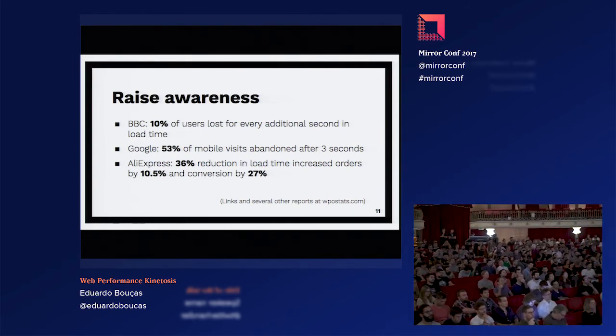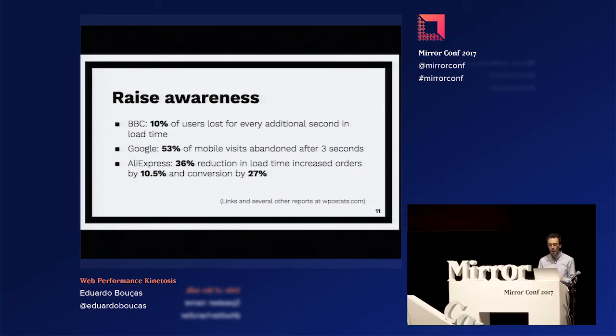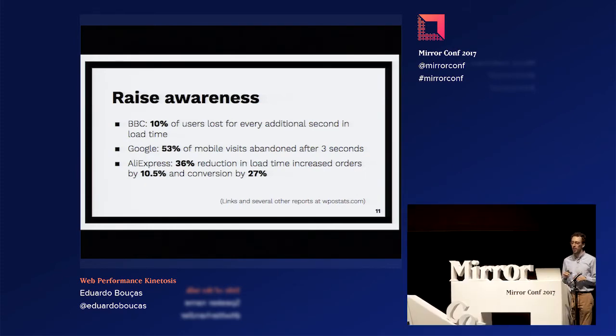Google DoubleClick reported that 53% of mobile visits were abandoned after just 3 seconds. And AliExpress said that a 36% reduction in load time increased orders by over 10% and conversion by 27%. So these are real case examples of web performance having an impact on the revenue of an organization. And I found that if you start framing things this way, you're gonna have a better chance of convincing people that these issues are worth pursuing.